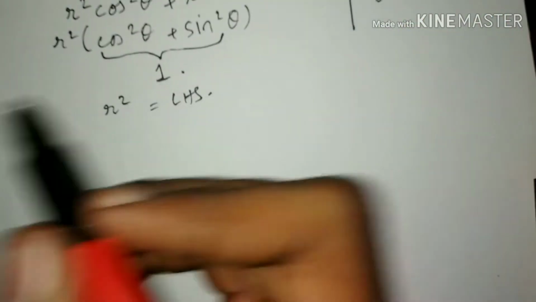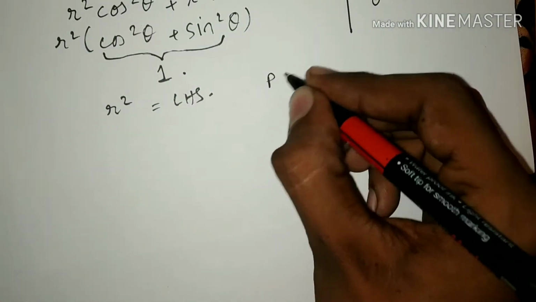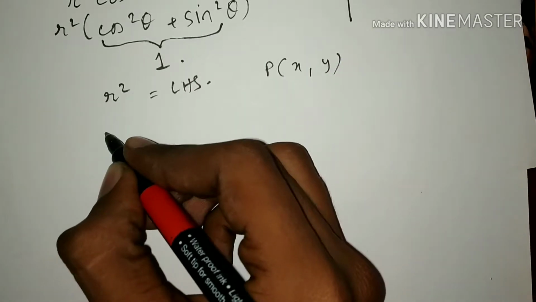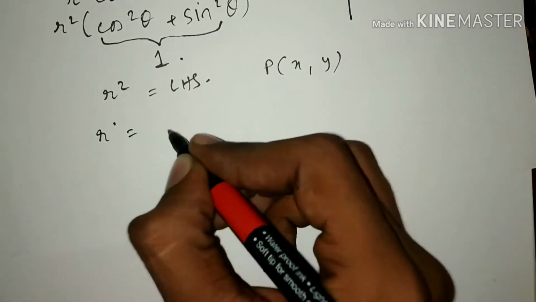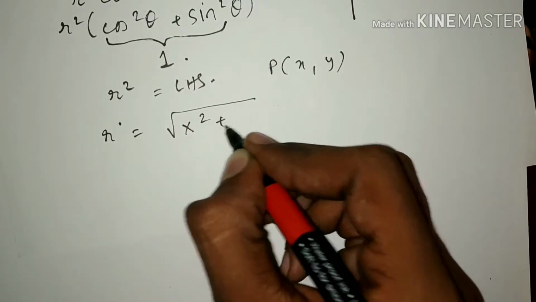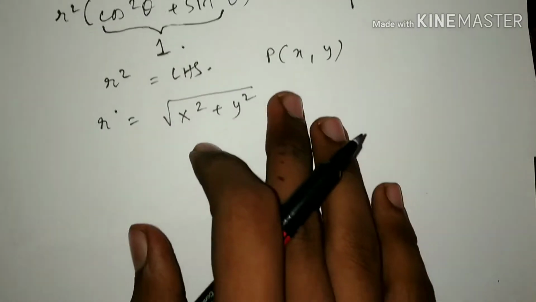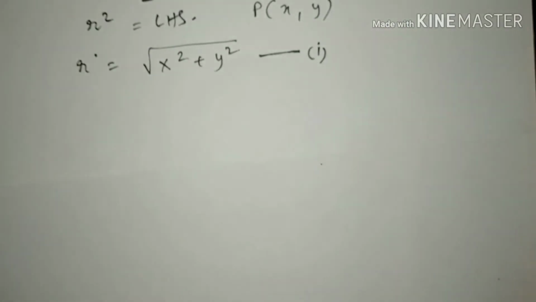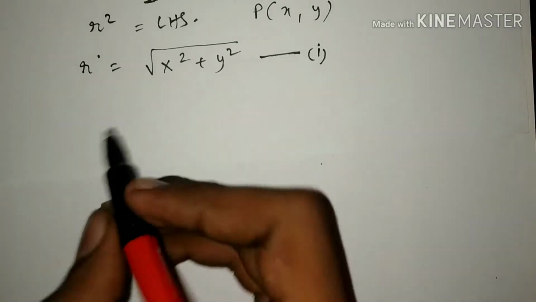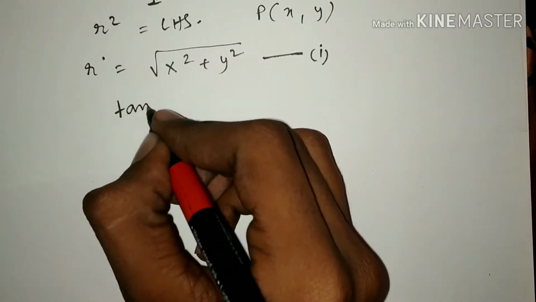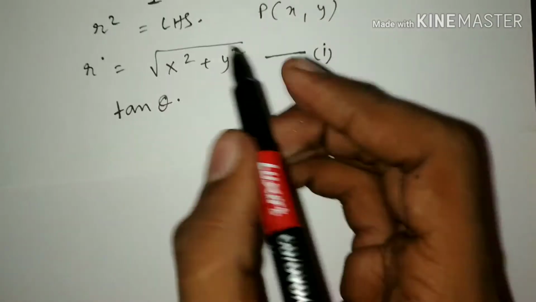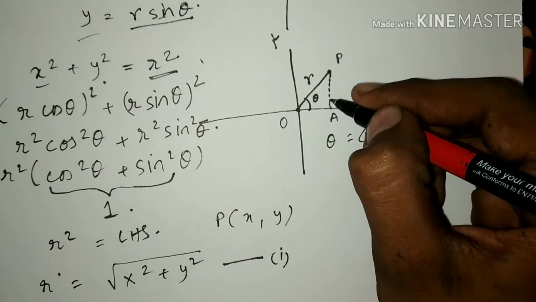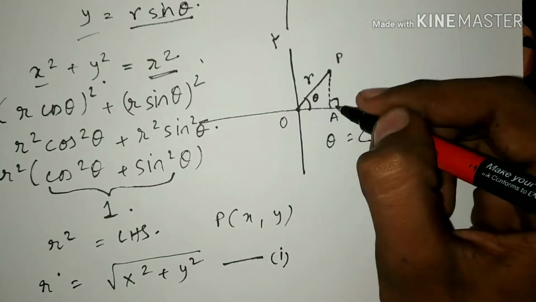So if we are given the x and y coordinates of the point, then we can find the radius as r equals square root of x square plus y square. This is the formula to find r. Let's call it equation 1, we need it later. Now again, from the diagram, we want to find the value of tan theta, where tangent theta is the perpendicular divided by the base.